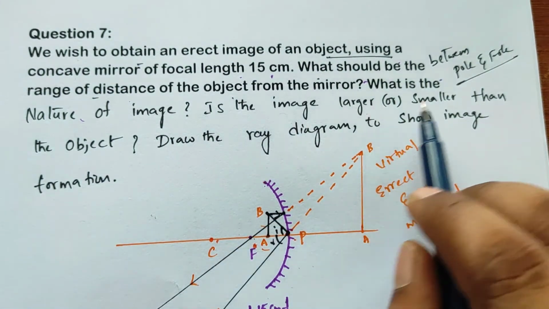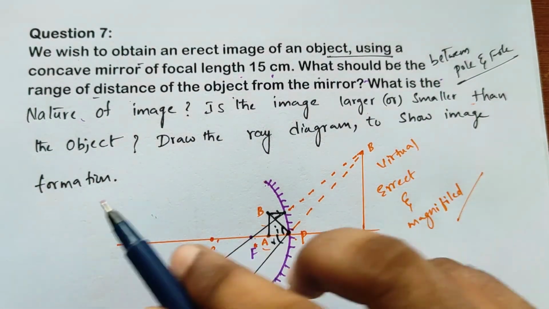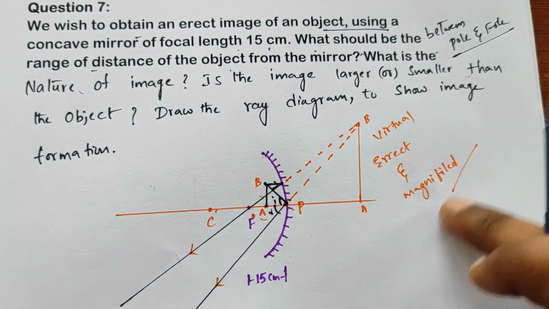Is the image larger or smaller than the object? Yes, it is larger because it is magnified. So draw the ray diagram to show the image formation. This is the ray diagram for the image formation.